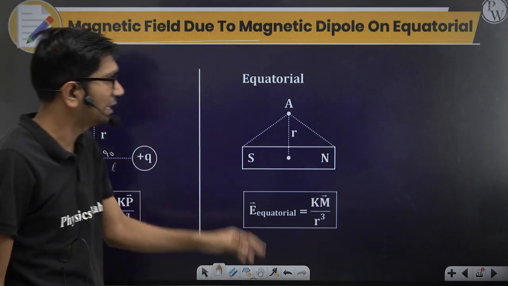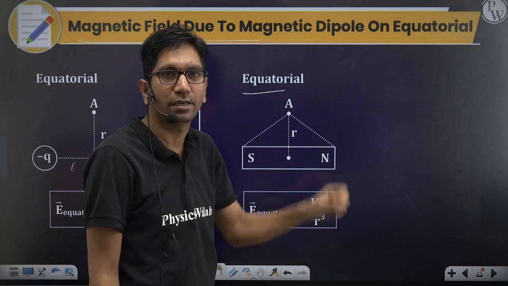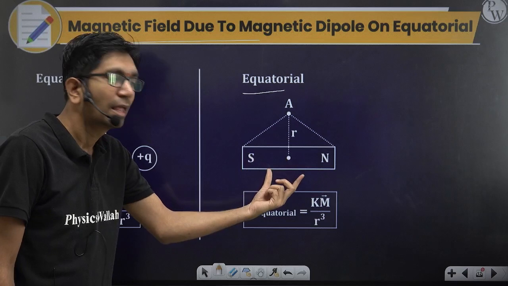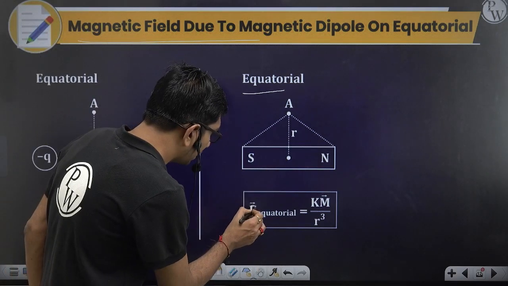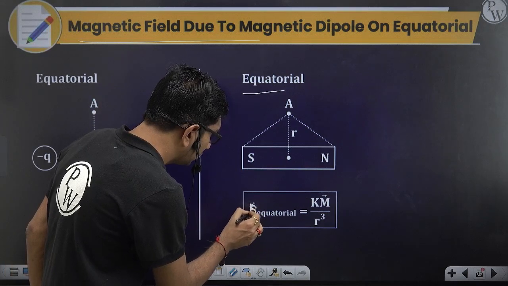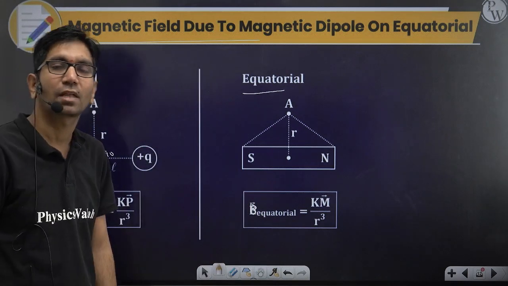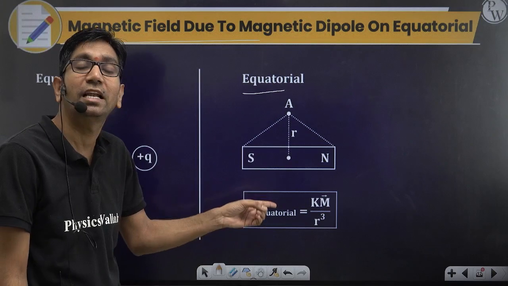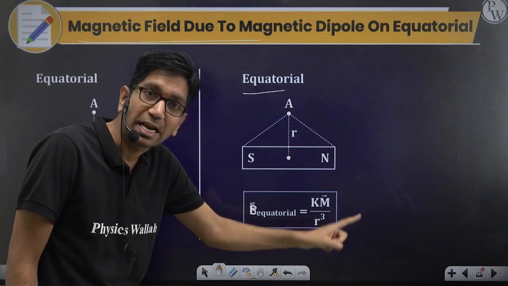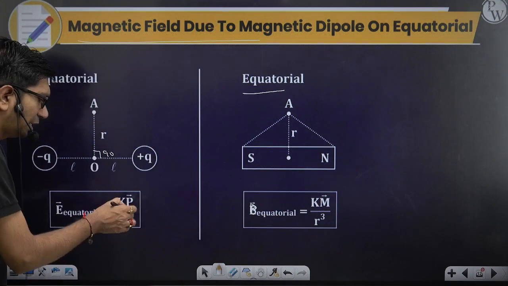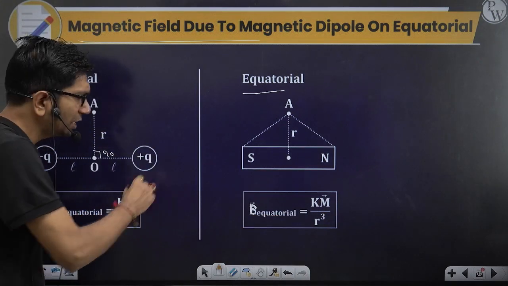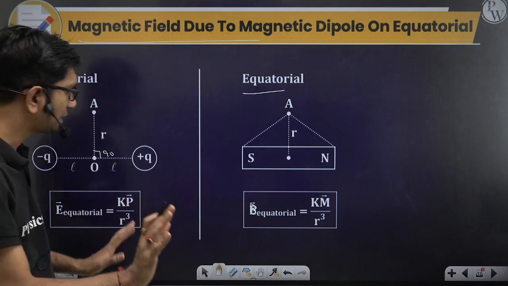In the same manner, in case of a magnetic dipole, what do we get, beta? Sorry, you have to write B here. The magnetic field intensity due to the magnetic dipole on the equatorial is Km by R cube. Just wherever you observe the P, replace it with capital M. That's it, beta. That's it.